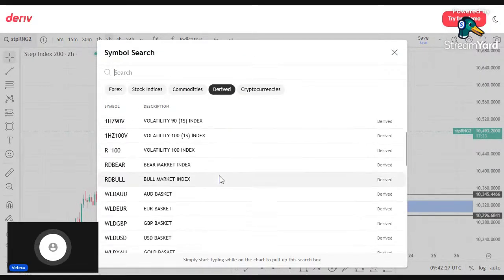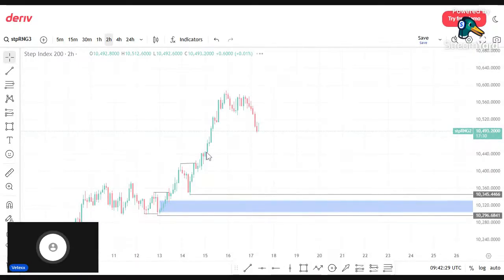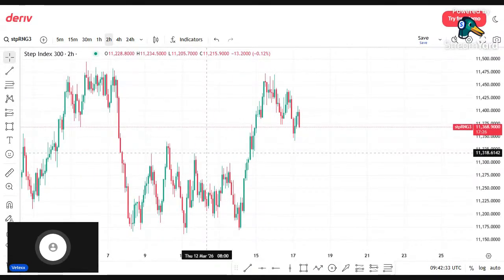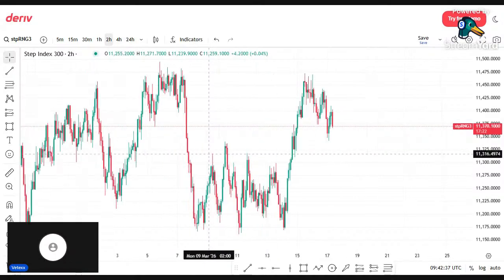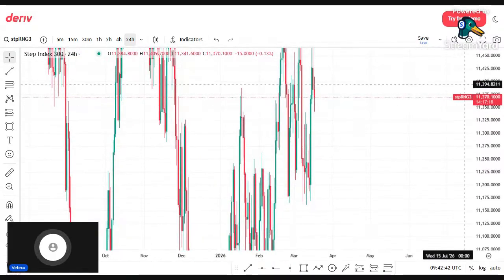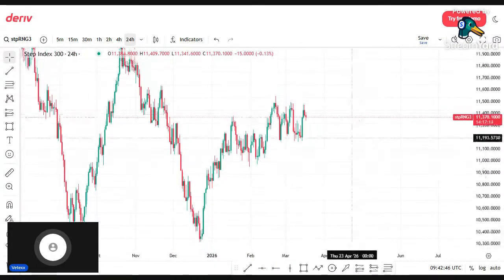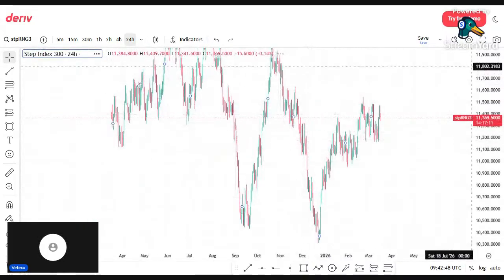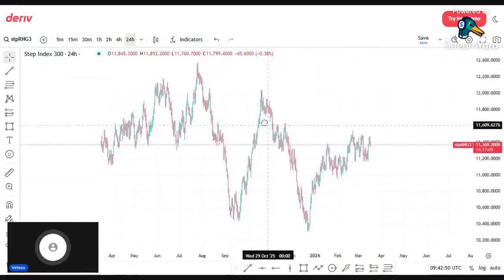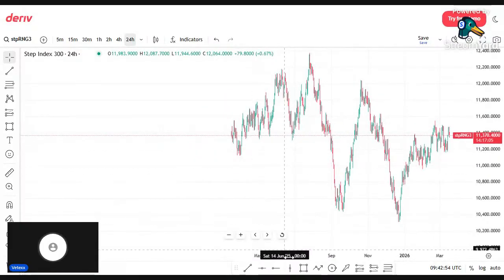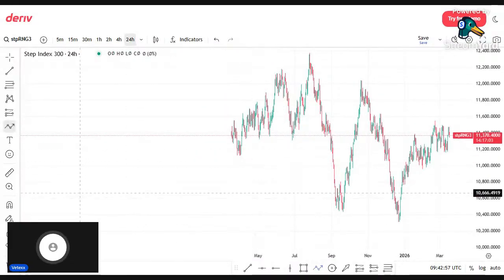So we'll check the next one, which is step 300, and let's see what we have on step 300. Step 300 is bullish on the weekly time frame. There is a strong momentum. It's bullish on the weekly time frame. We don't have anything currently on step 300. All right, price started buying from here on step 300. Okay, on step 300 we have something like this.